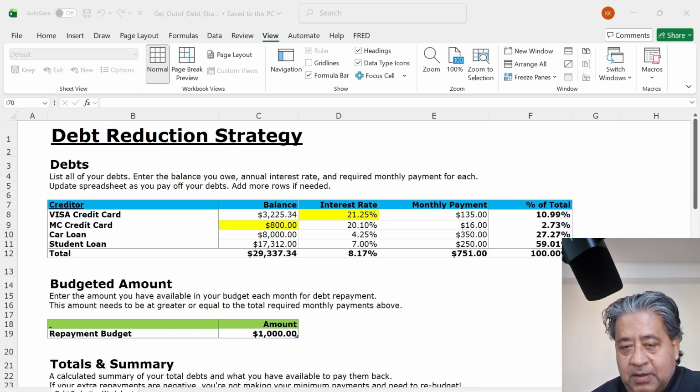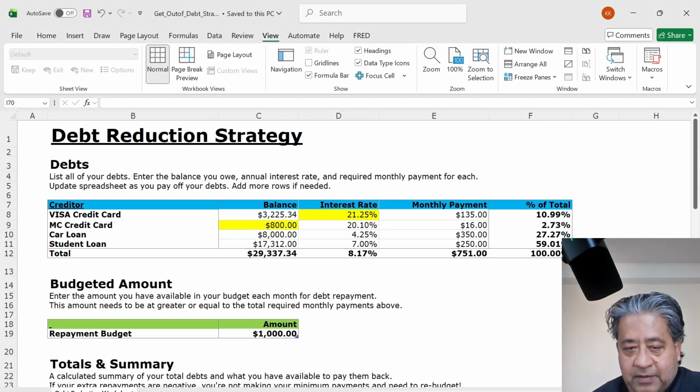And then monthly payments: you could have different monthly payment amounts, 135, and 350 for car loans. To make the minimum payments every month, you need $751. And the percentage of these debts is 10%, 2.3%, and so on, highest for the student loan at 59%. That adds up to about 100%.